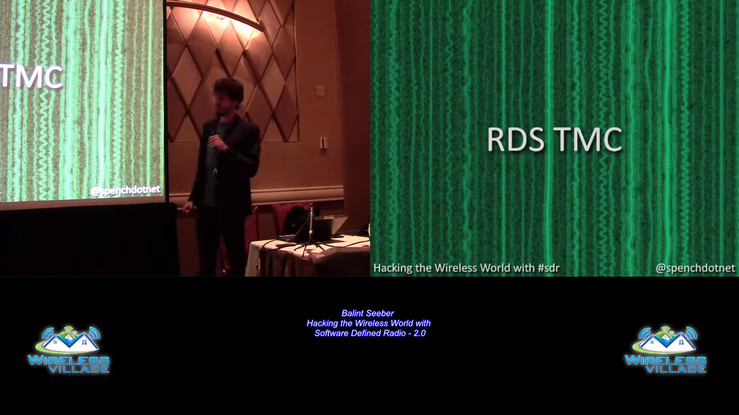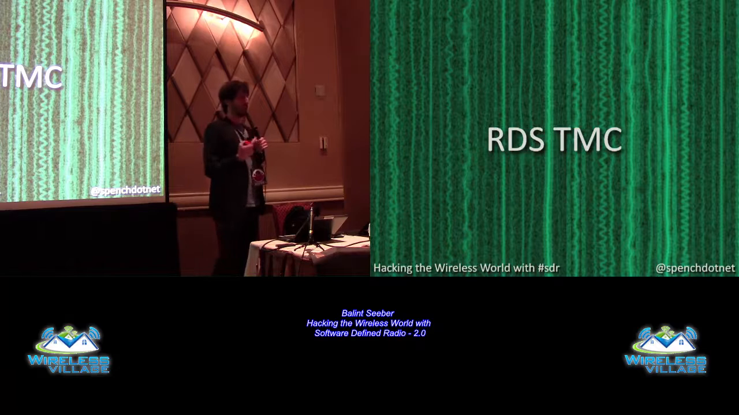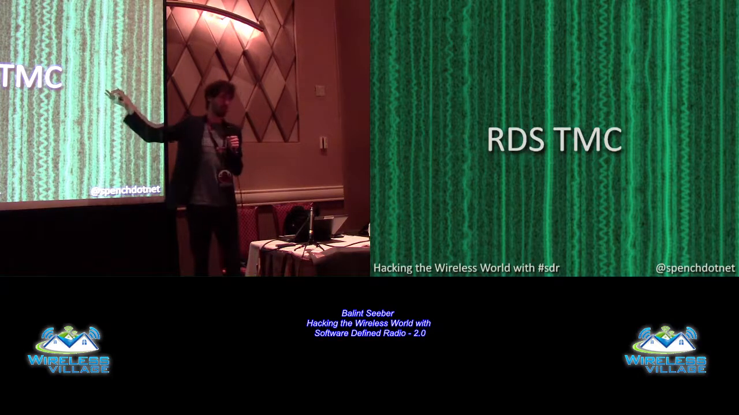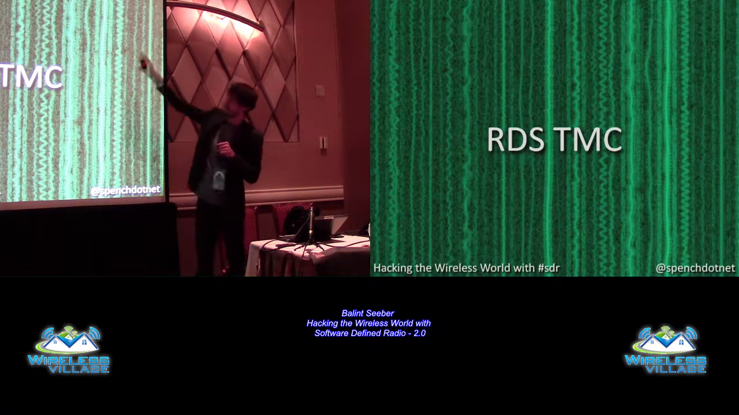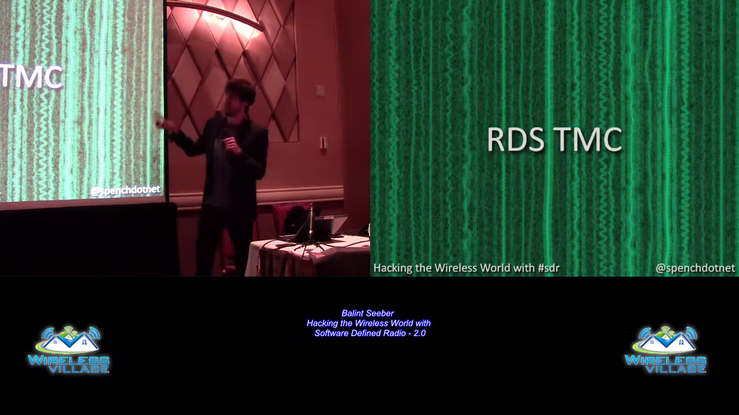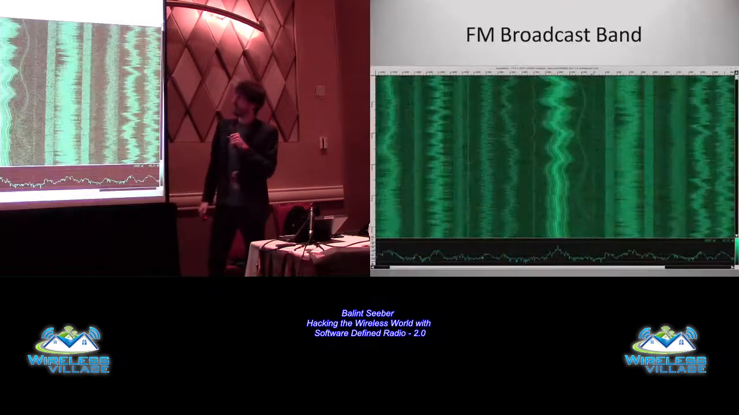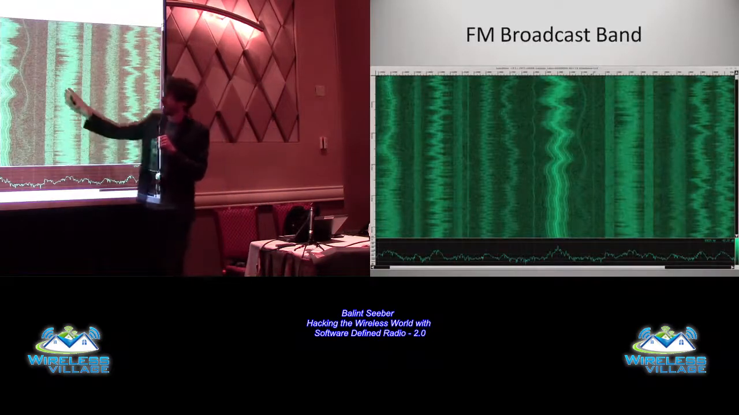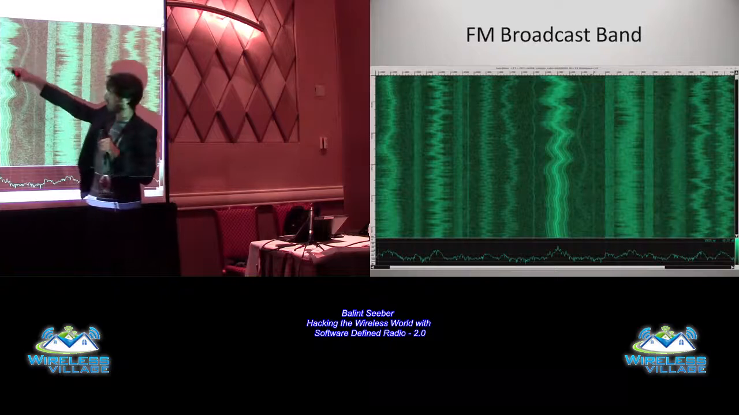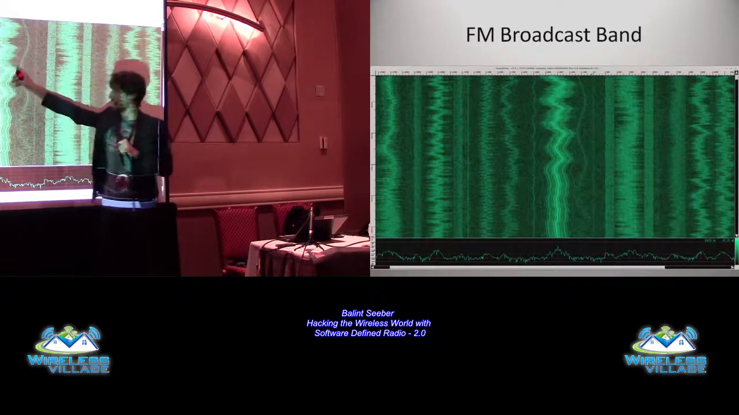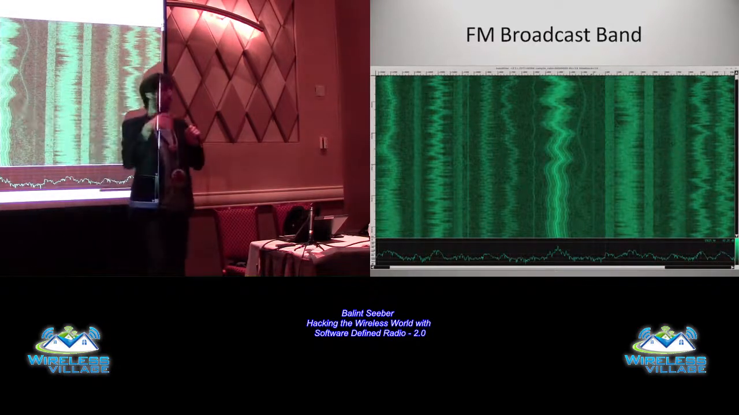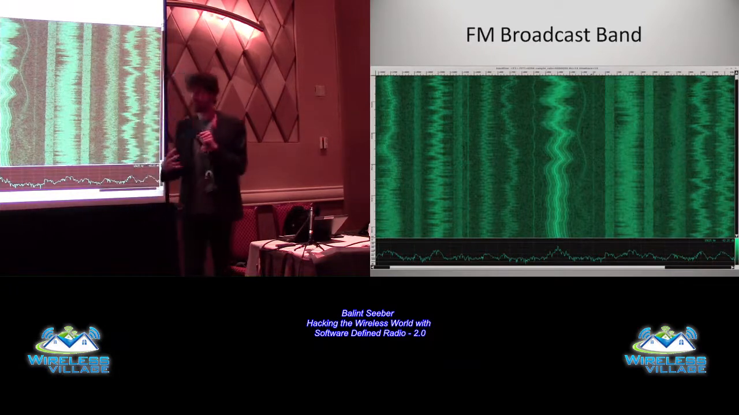The next thing I looked at was cracking the encryption on the traffic message channel that's used in RDS. The background here is actually a large portion of the FM broadcast band, so you can see the various radio stations there. What's really neat is if you zoom right in, you can actually see over a very short space of time how the carrier is actually modulated by the audio that's being broadcast by that station.